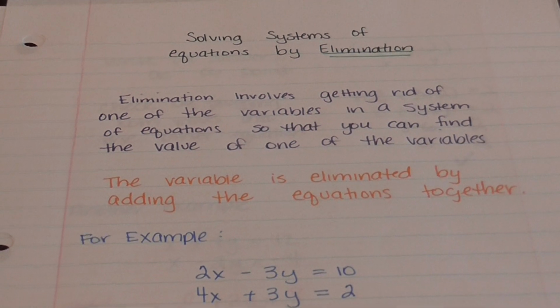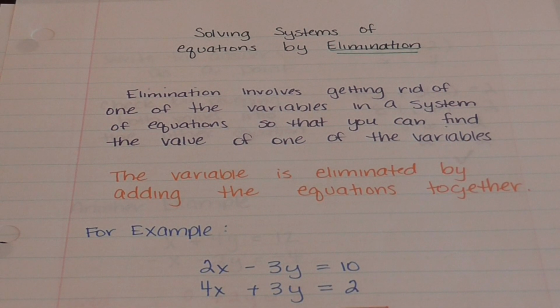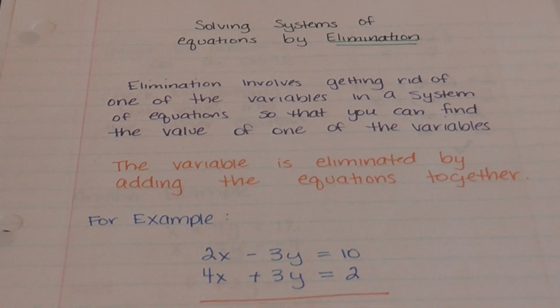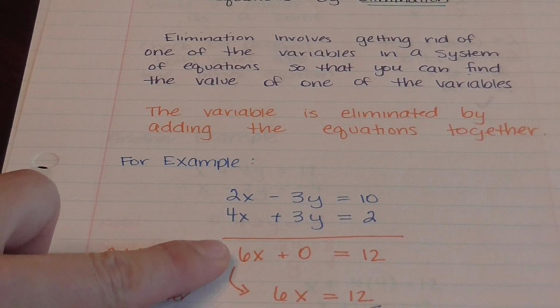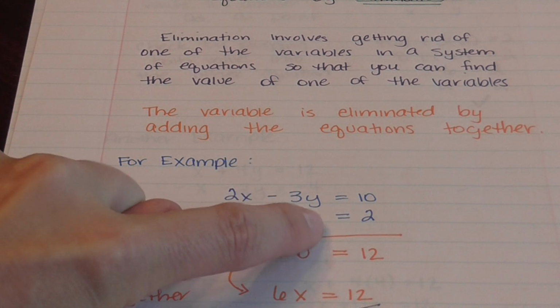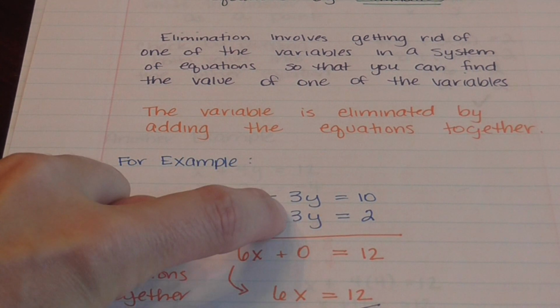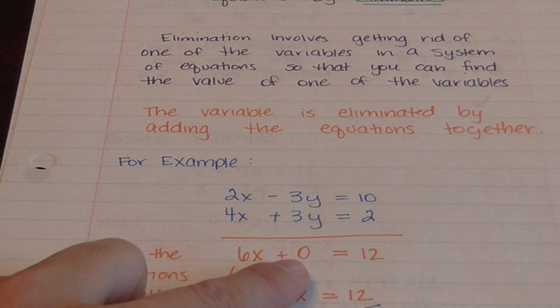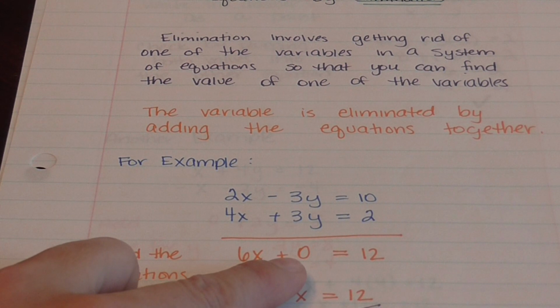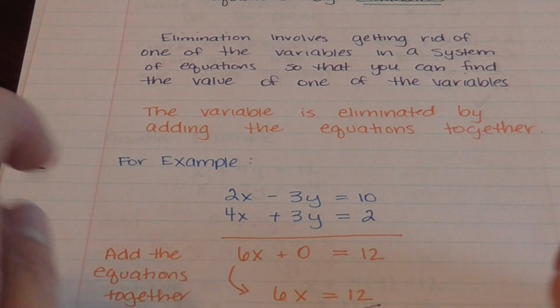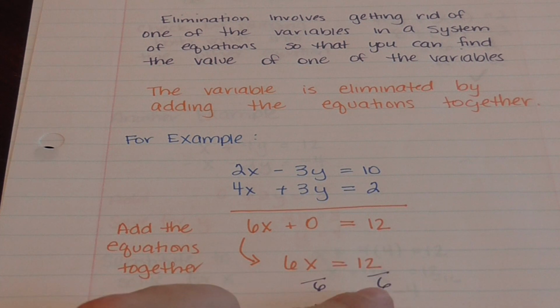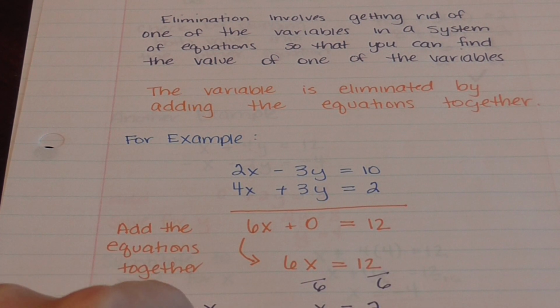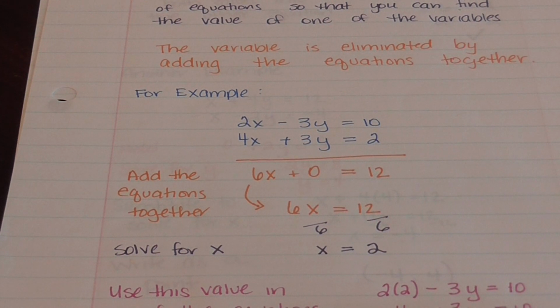So here's an example. So I've got 2x minus 3y equals 10 and 4x plus 3y equals 2. So what you're going to do is literally add the equations together. So I'm going to add my x's and get 2x plus 4x equals 6x. Then I'm going to add negative 3y and positive 3y. Well, minus 3 plus 3 equals 0. So I've eliminated that variable. That's where the name elimination comes from. And then 10 plus 2 is 12. So we're going to add those equations together and get 6x equals 12. I'm going to solve for x by dividing both sides by 6, and I get that x equals 2.